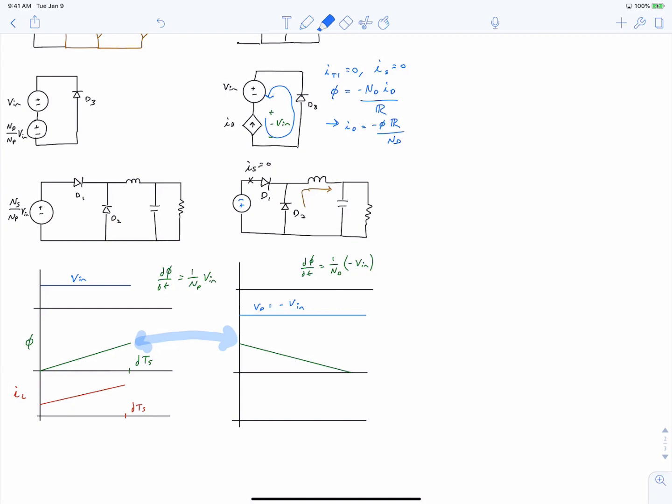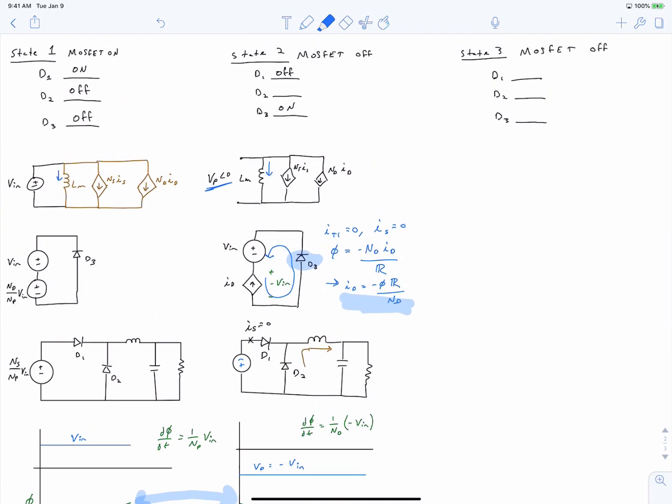At that point, when our core flux has decayed down to 0 Webers, there's no need for a current to flow anymore to support the flux. So we can see that ID becomes equal to 0, which causes our diode D3 to turn off, and that ends this state. This state is defined as having diode D3 on and diode D1 off.